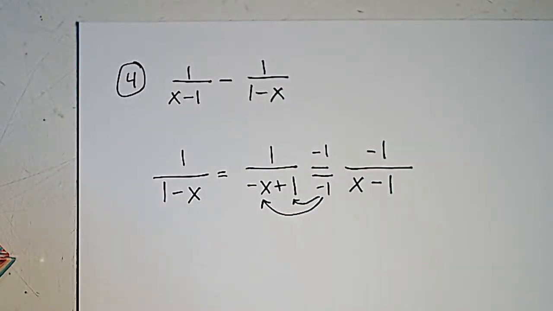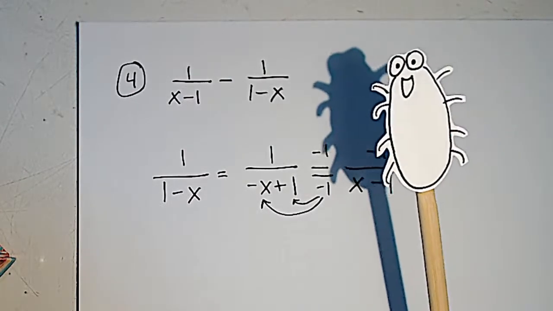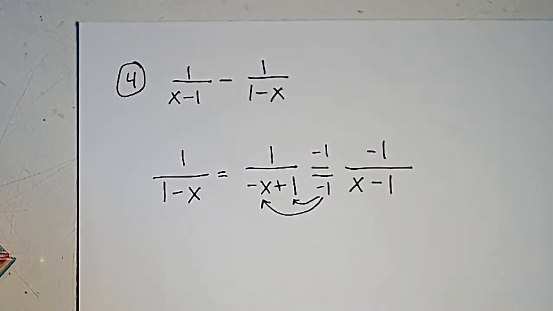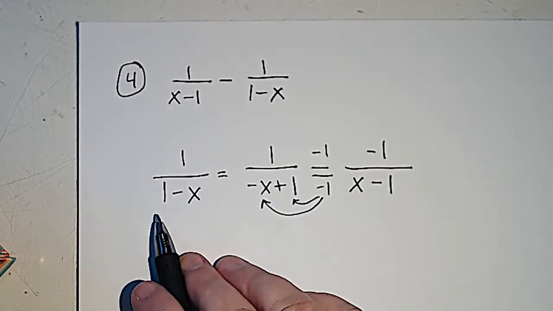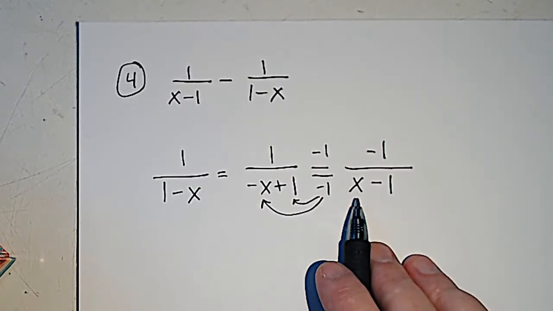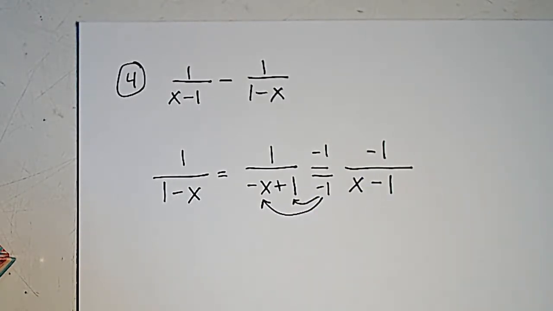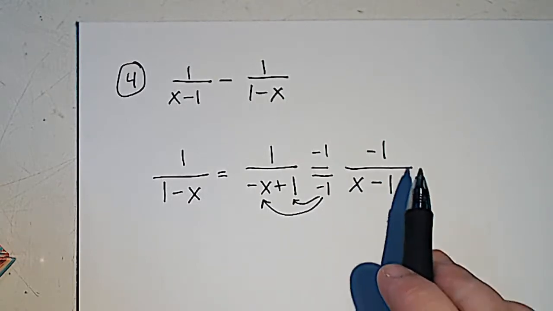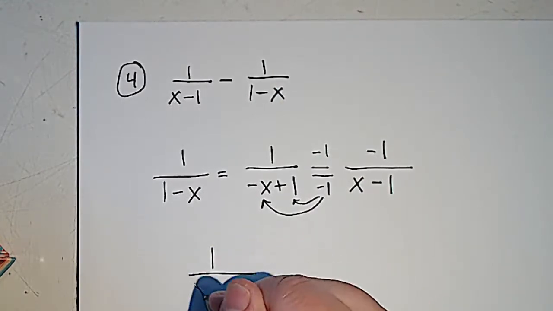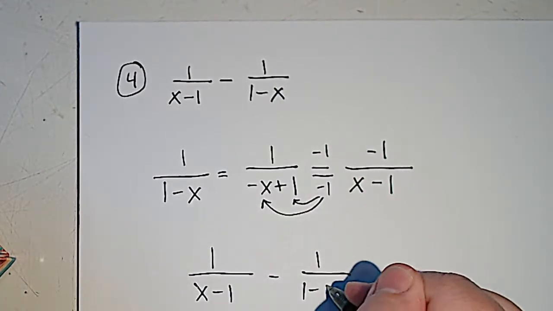So the truth of the matter is if you want to reverse two terms, now this only works, I don't have a stern spider, I only have a tall spider. So tall spider says this only works with binomials. So this only works with two terms. But if you have two terms in the numerator or the denominator and you want to swap them, you want to flip them around, left to right, let's change the order, 1 minus x to x minus 1, you're going to change the sign. That's all. So I had 1 over x minus 1 minus 1 over 1 minus x.